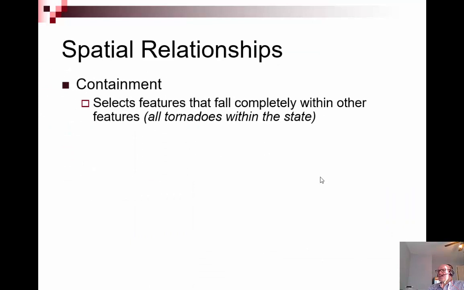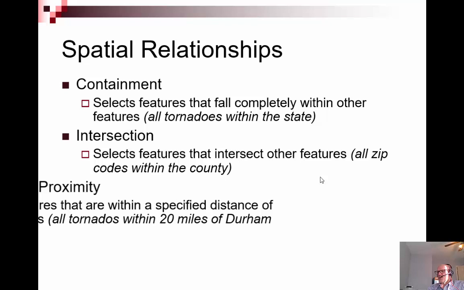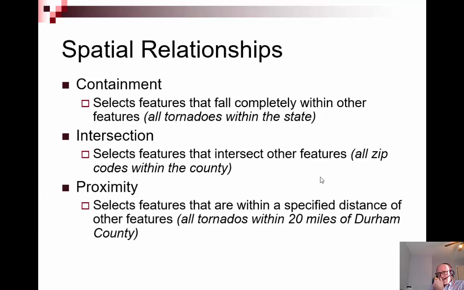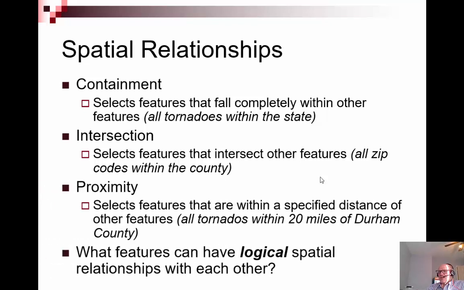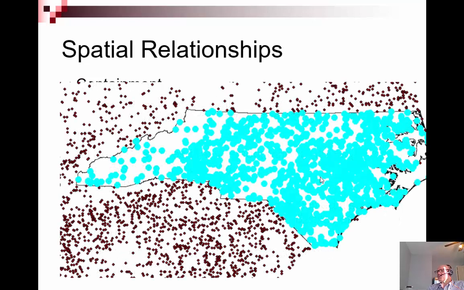More importantly, I want to look at spatial relationships. I want to find all tornadoes within the state, all zip codes in the county, all tornadoes within 20 miles of Durham County, because we want to make sure they have logical spatial relationships with each other. Crimes typically don't intersect with each other, have the exact XY location. So if I look for all crimes that intersect with all crimes, that's going to be difficult to do. Or if schools and crimes are both represented as points, that's going to be really hard to do. Where schools and crimes, we want to look for those within a certain distance of a school.